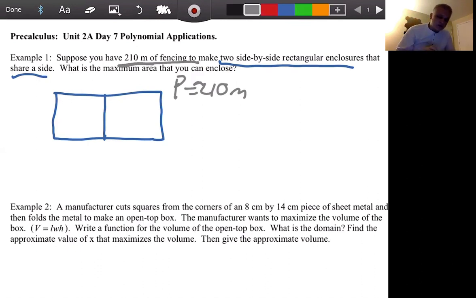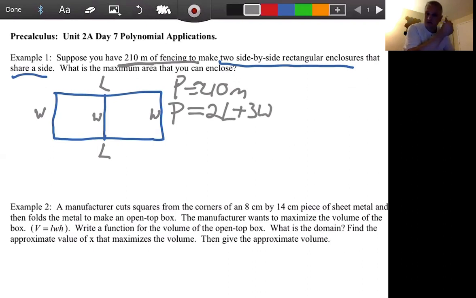So if you're going to use fencing for all of these, let's say that this whole side right here is a length. So we got another length up here. And then the little vertical pieces, those are widths. So we got a W here, and a W here, and a W here. So we got 2 L's and we got 3 W's. So I can rewrite this as perimeter equals 2 lengths plus 3 widths.